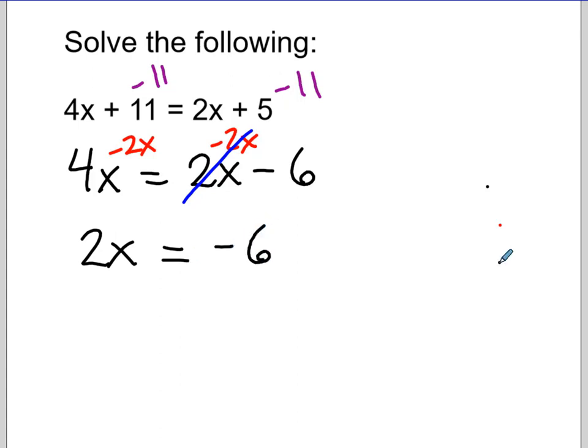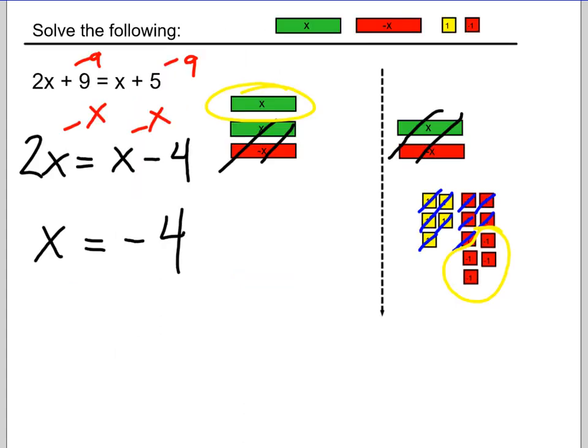And then the only thing I have left to do is I have to deal with this multiplication of 2. So I'm going to divide both sides by 2. And I'm left with x equals negative 3. Okay, we'll get to, whoops, jumping around here.